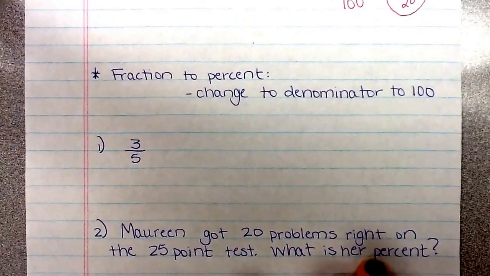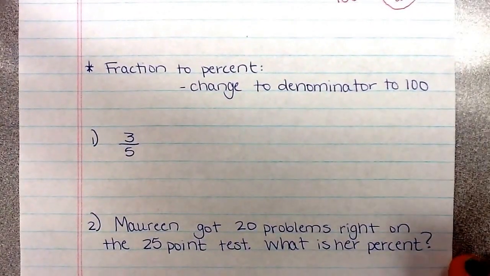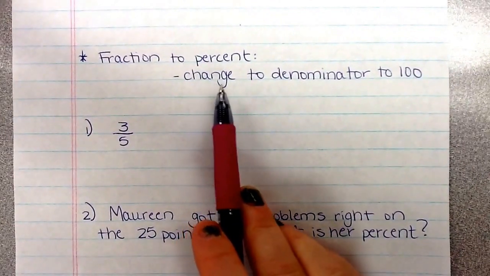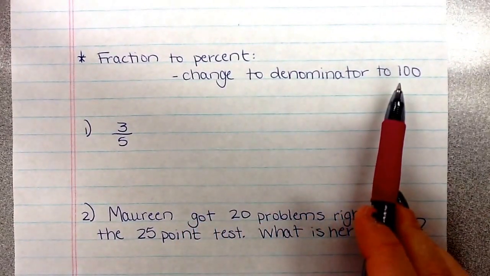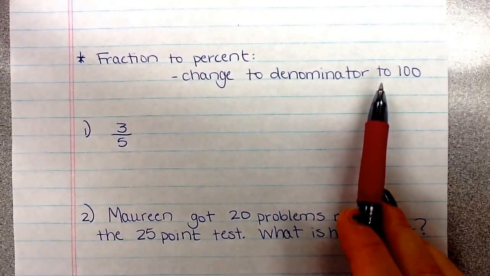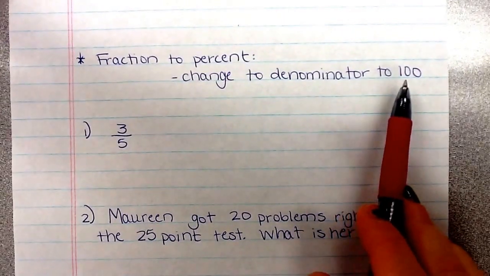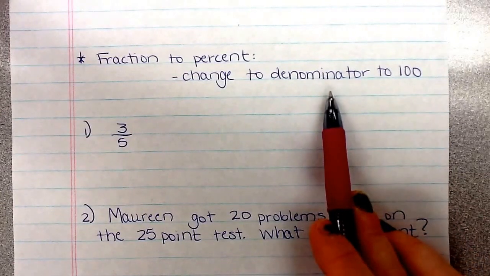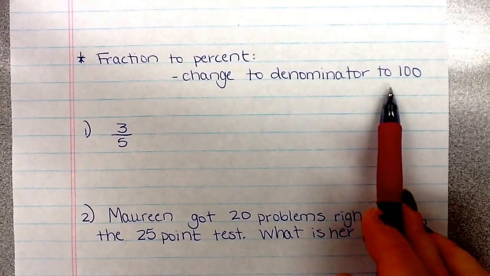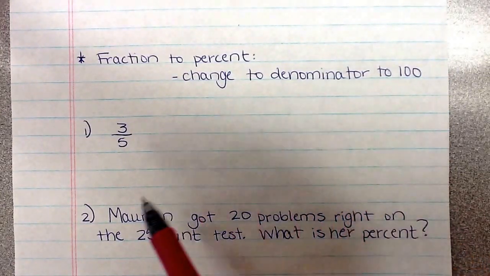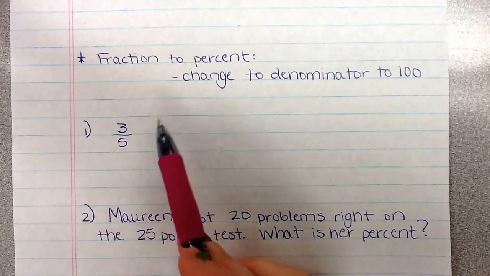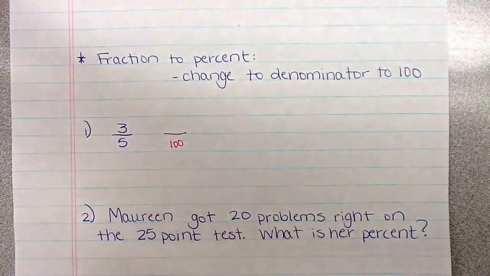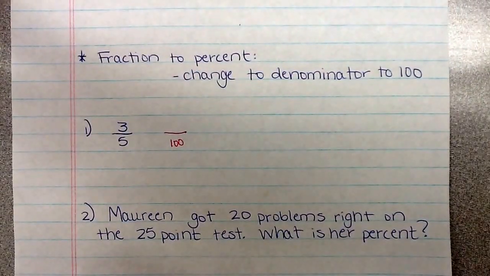The last piece is changing fractions to percents. Okay? If possible, you need to change the denominator to 100 because I know the percent is the number over 100. So today we're going to be changing our denominator to 100. Tomorrow we'll talk about what we do if we can't make that bottom 100. So a percent is a number over 100. So I need to make it over 100 so I know what the percent is.